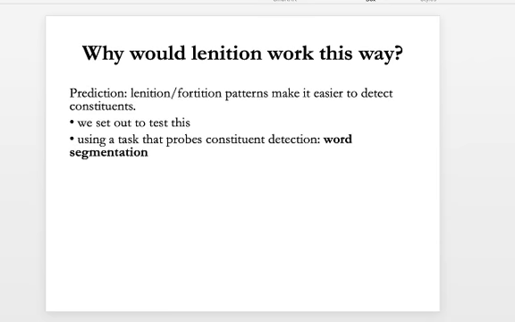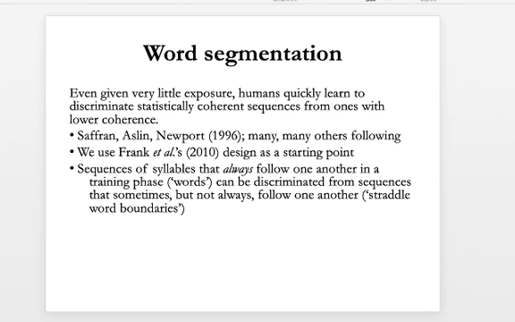One really basic prediction of this theory, or really an assumption of the theory, is that lenition and fortition patterns, these complementary patterns, should make it easier to detect constituents. After all, it says that that's the whole reason why these sound patterns exist in the first place. Yet there has been essentially no test of this anywhere in the psycholinguistic or phonetic literature. So we set out to test whether this actually works or not. And we did this using a task that probes constituent detection, in particular, the word segmentation paradigm. So let me tell you a bit about how this works.